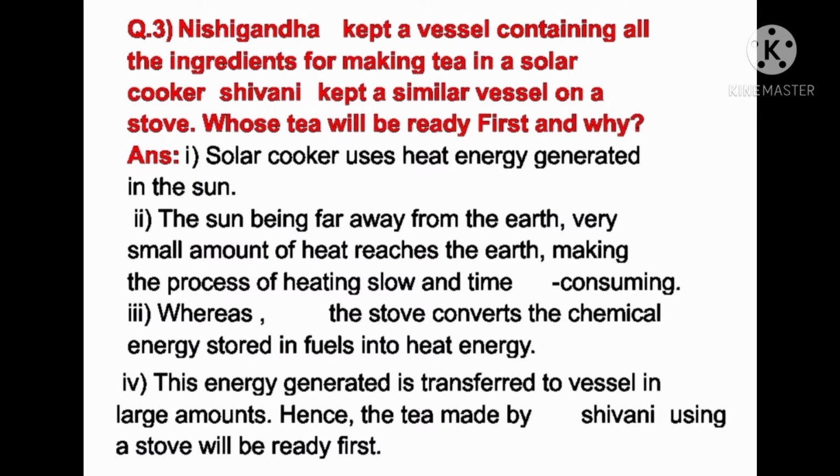Solar cooker uses heat energy generated in the sun. So the sun is very far away from the earth. So very little amount of heat reaches the earth. It's a very time consuming process and a very slow process. And on the other hand, the stove converts the chemical energy stored in the fuels into heat energy. It's a rapid process. So the tea made by Shivani using a stove will be ready first.